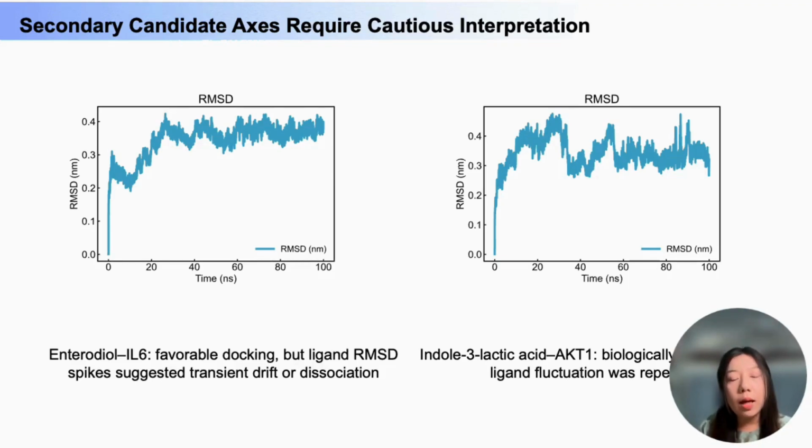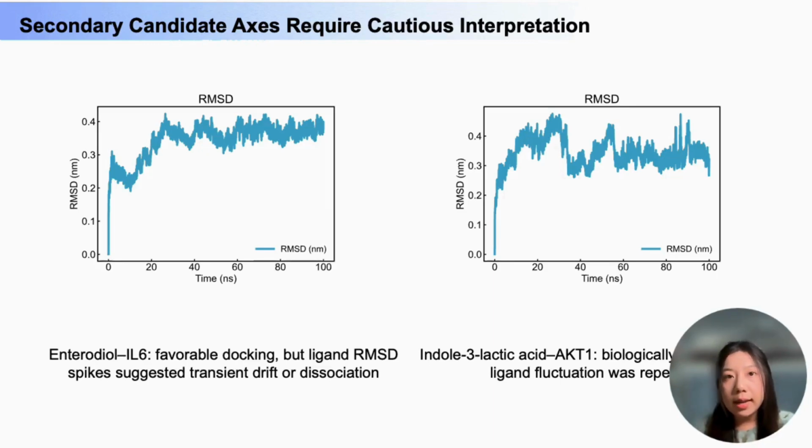For interradial and IL-6, docking suggested a favorable pose. But during MD simulation, ligand RMSD showed clear spikes. This may suggest transient ligand drift or weaker ligand retention. So the docking result was good, but the dynamic result was not equally strong.